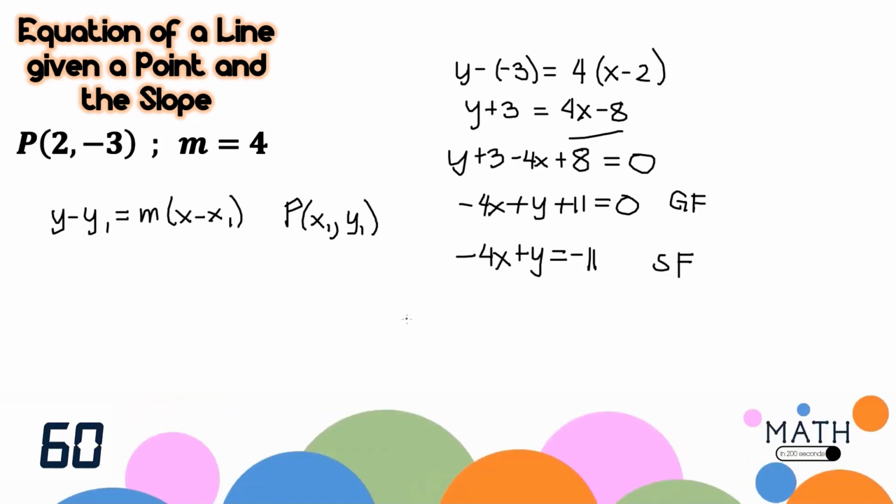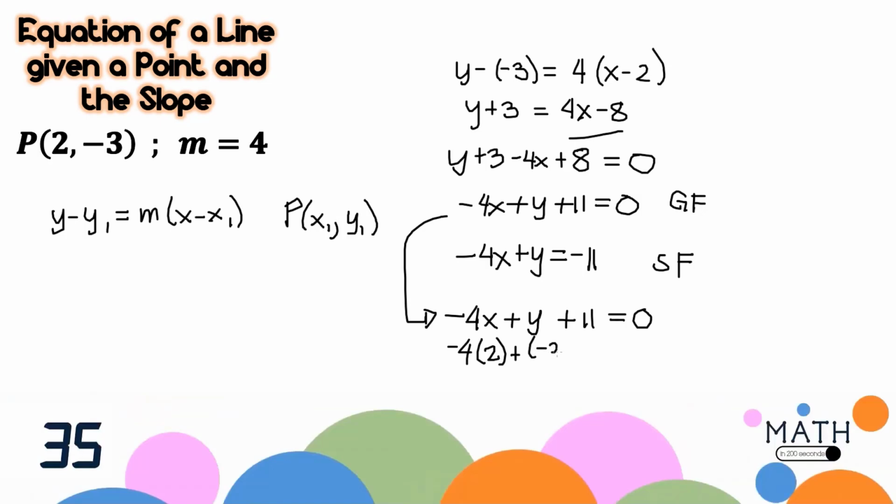By the way, how would we know that our answer is correct or not? You may just simply substitute your given point and it should satisfy your equation. Let us use this equation in general form. Substitute the point given, which is (2, -3), because the line represented by this equation should pass through that point, and it should satisfy the given equation. -4 times 2, then plus, your y is -3, plus 11.